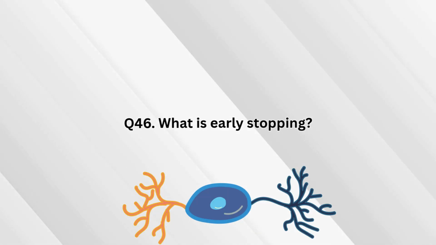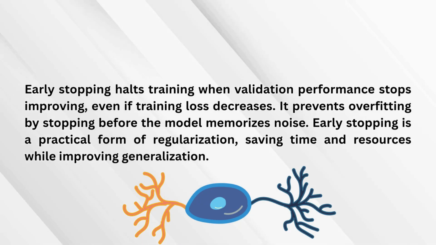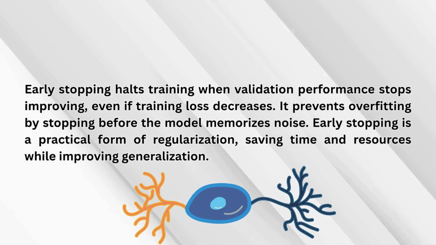What is early stopping? Early stopping halts training when validation performance stops improving, even if training loss decreases. It prevents overfitting by stopping before the model memorizes noise. Early stopping is a practical form of regularization, saving time and resources while improving generalization.